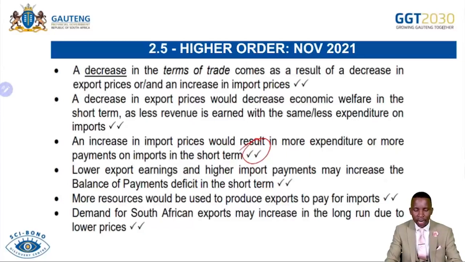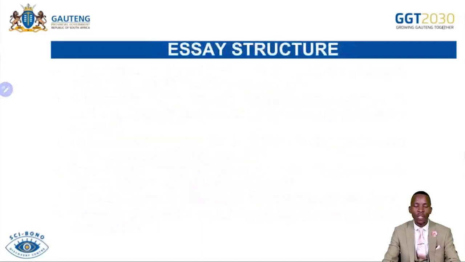Lower export earnings and higher import payments may increase the balance of payments deficit in the short term. More resources would be used to produce exports to pay for imports. Demand for South African exports may increase in the long run due to lower prices. So as our prices are lower, there will be more demand. But if import prices are higher, there will be less demand in South Africa. Then as consumers, we substitute imports by demanding locally produced goods and services of the same nature.